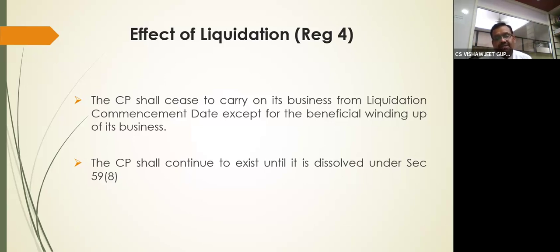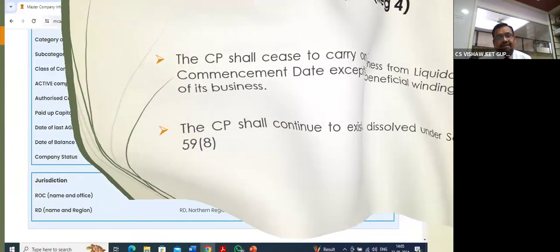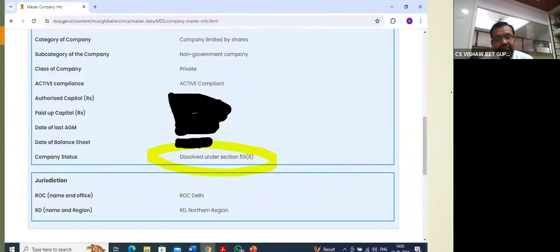So it will continue to exist until it is dissolved by the order of NCLT, and that order is required to be filed with the ROC, and the ROC will post the status of the corporate person as dissolved, just like this, in one of my corporate persons that has been dissolved. Now, the company status is dissolved under Section 59, Subsection 8. So you will have to file the order of NCLT with the Registrar of Companies, and the Registrar of Companies will change the status of the company as dissolved under Section 59, Subsection 8.